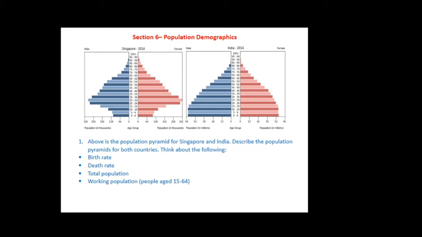So you can also, when you're describing, make sure you look at the numbers to give examples. So for example, I can see that the male births in India are approximately 63 million. Between 0 and 4-year-olds, that would be. But either way, we can see that the higher birth rate is in India. And we can see that there are slightly more older people in Singapore.